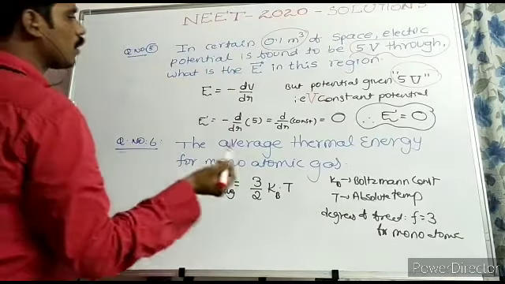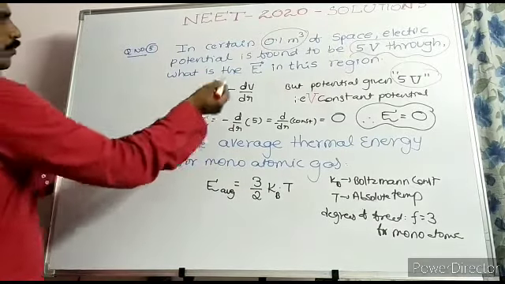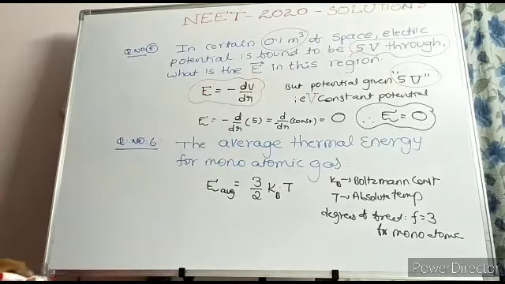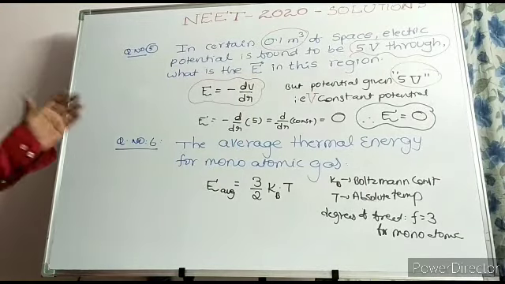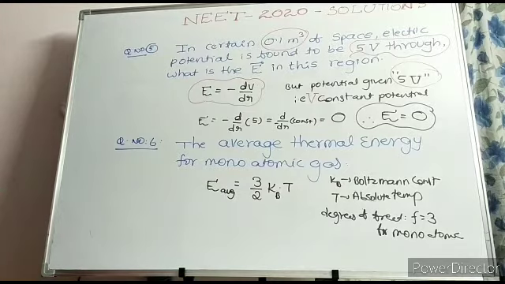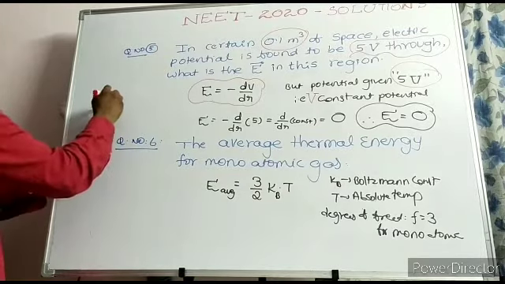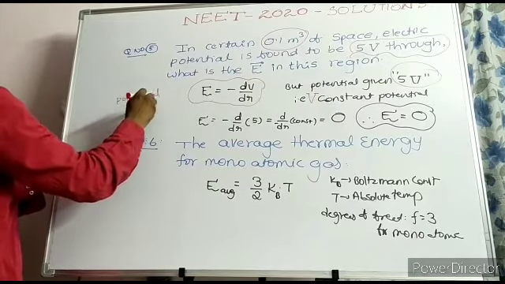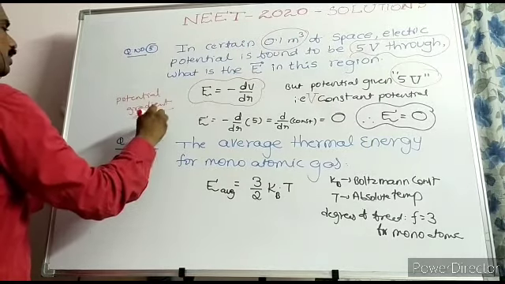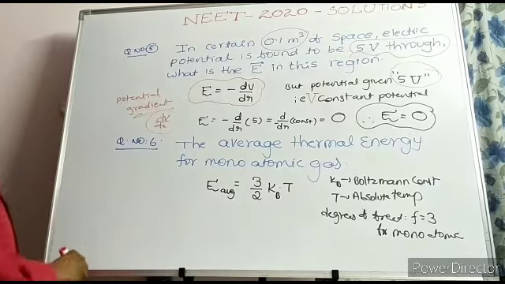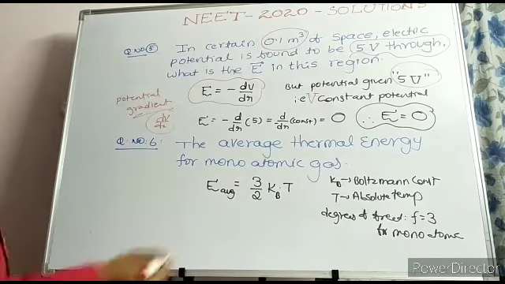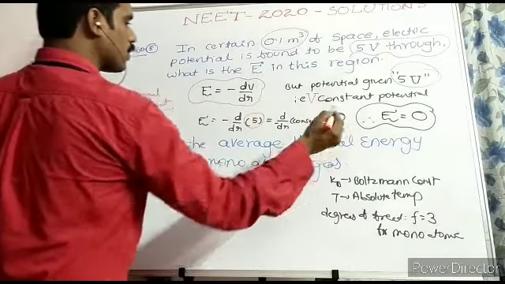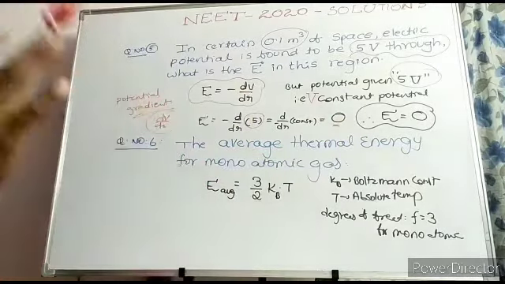So we know field intensity is equal to potential by distance, or potential gradient. This is also called as potential gradient. That is simply dV by dx or dV by dr. But now, as the potential is constant, by differentiation the constant value will get 0. That means field intensity will be 0.